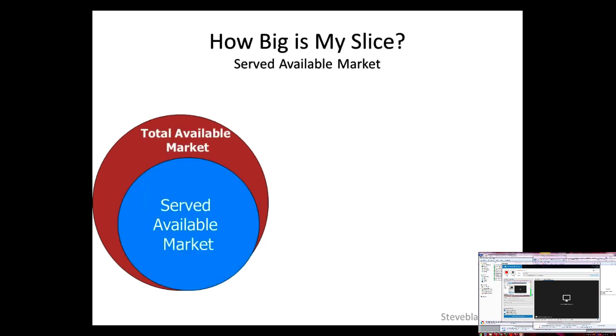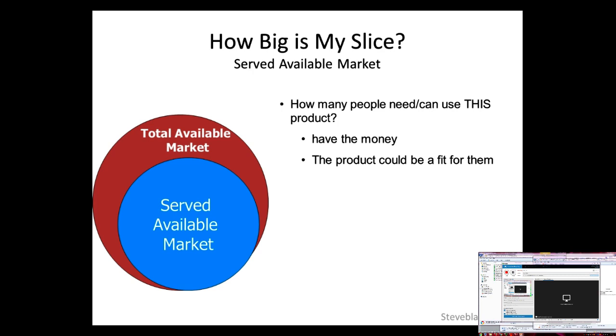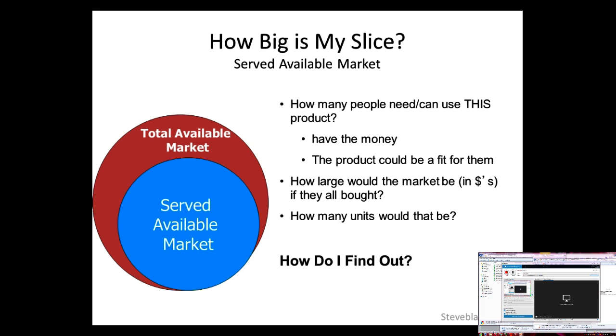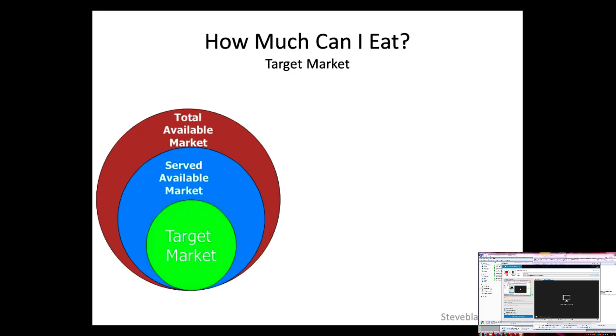We will focus on served available market, and so the idea is to figure out how many people need or could use this product, have the money, and it would be a good fit for them. And then you're going to size that in number of dollars and number of units sold, number of people. You can use a lot of different units, but in order to do that, you have to know where the need is, so you have to talk to people, and then you can kind of expand out from there with some logic and connection to some databases.